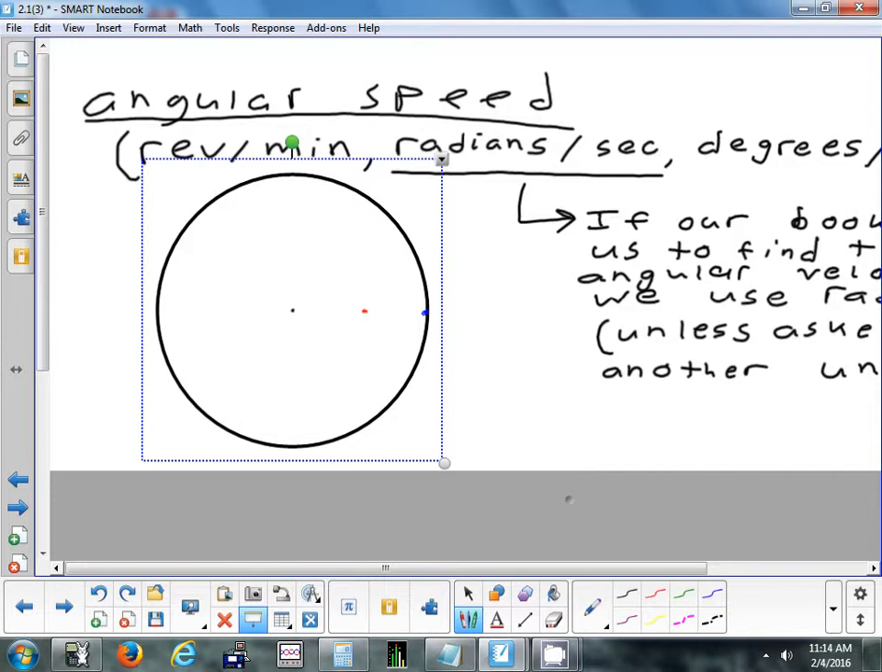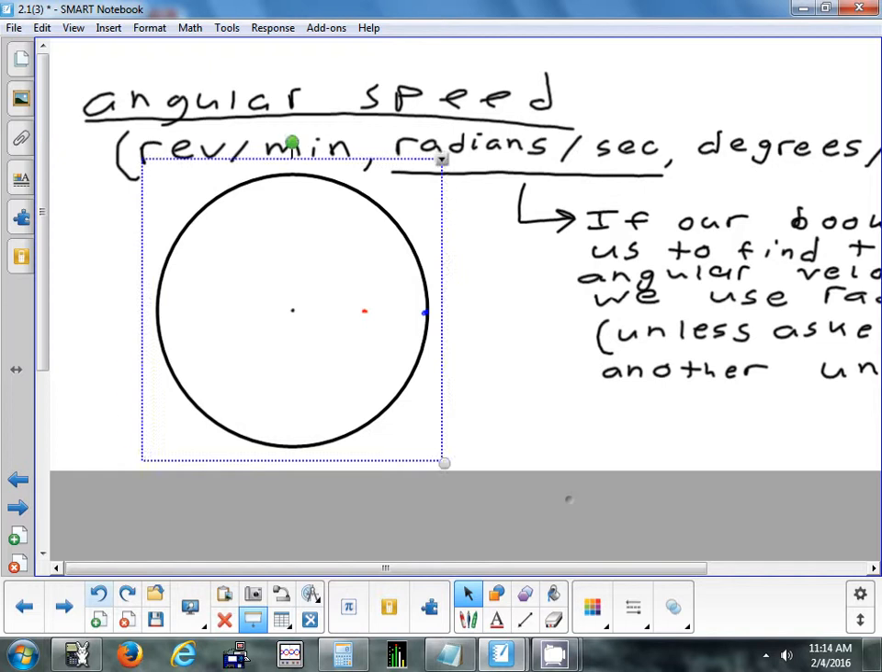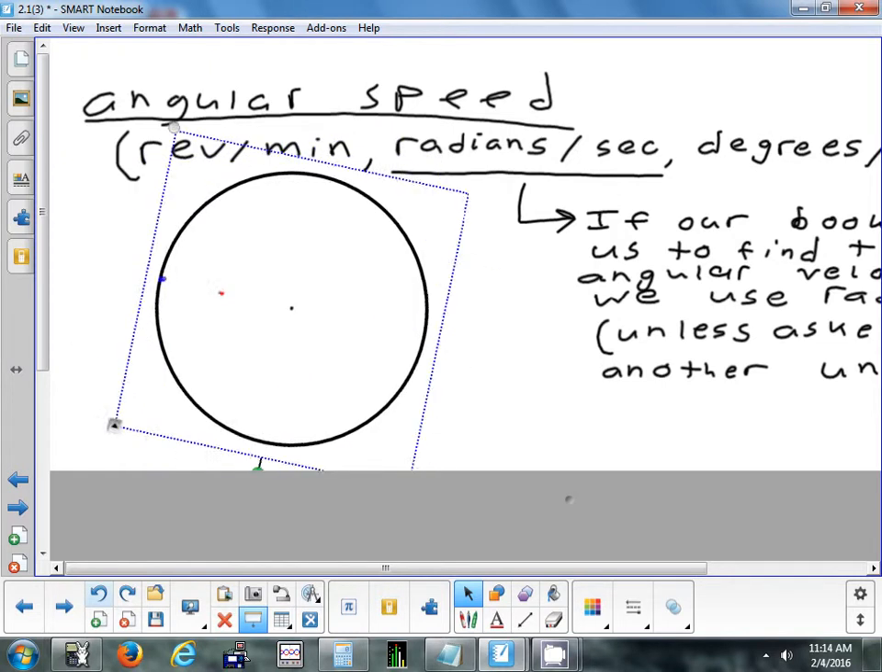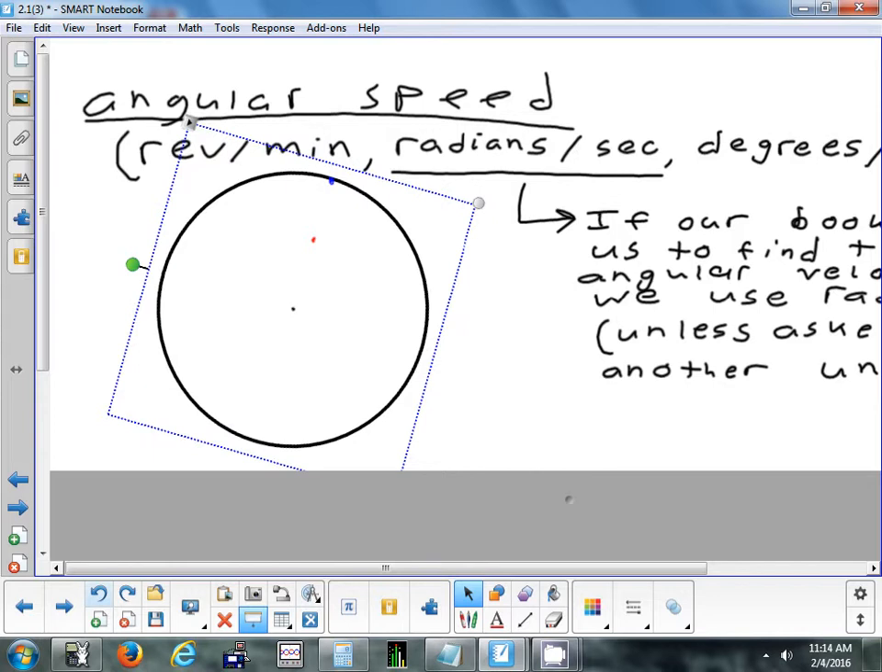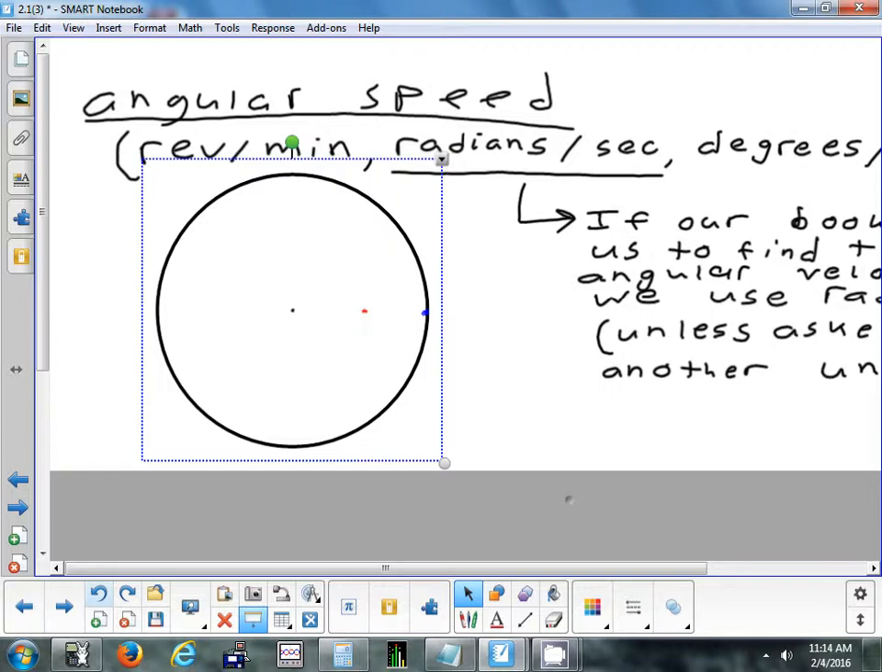Which dot traveled the farthest? The one on the outside. The blue one traveled the farthest. Which dot traveled the least? The one in the middle. In fact, if it was exactly in the middle, it would look like it's not moving at all. The blue one moves the furthest, and the red one is in the middle of the 2.